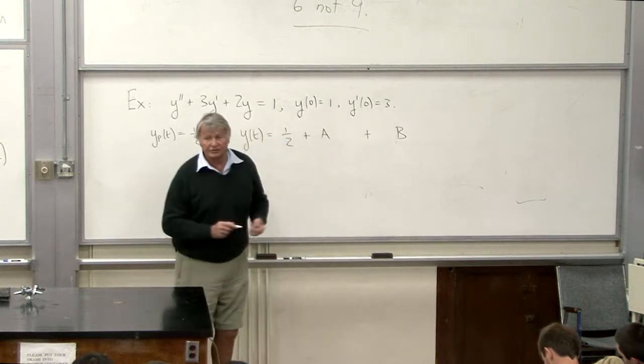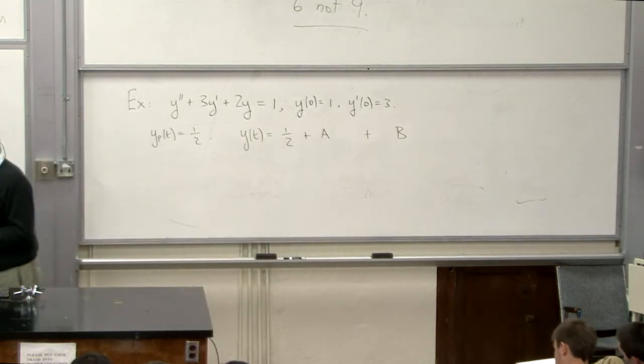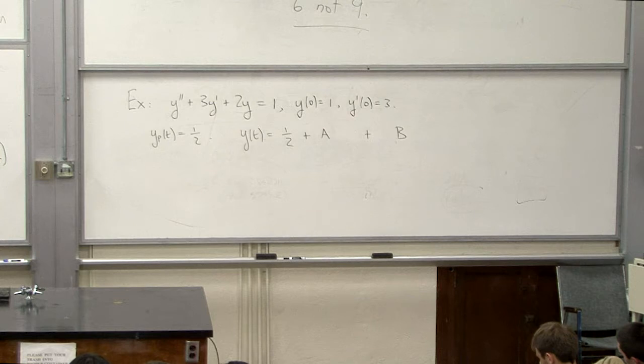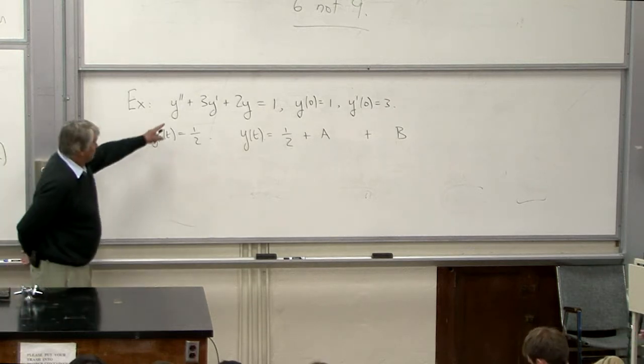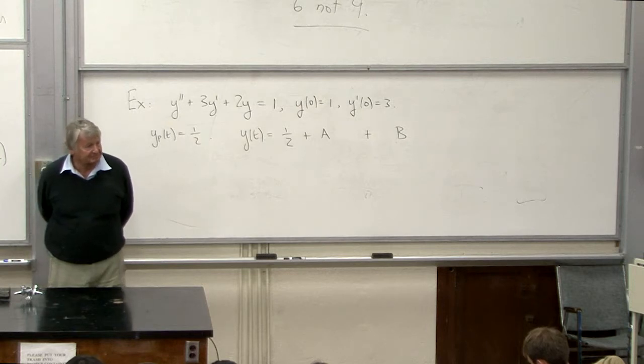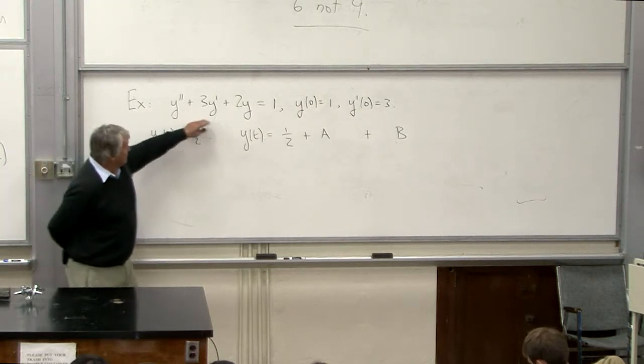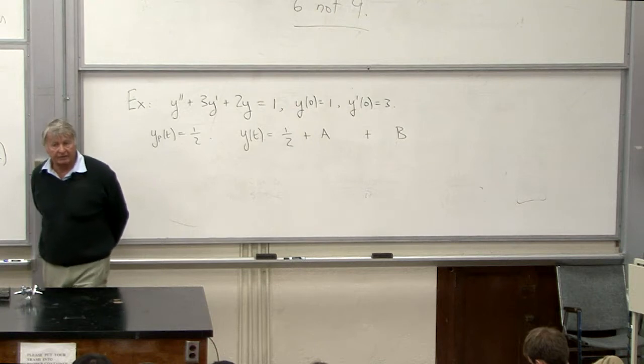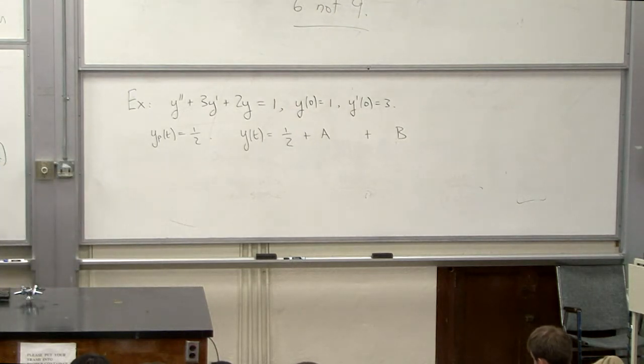Okay? Now what goes in here? Find for me two linearly independent solutions of the homogeneous equation. Y equal e to the rt. You want to solve this equals 0 and find the general solution of the homogeneous equation.